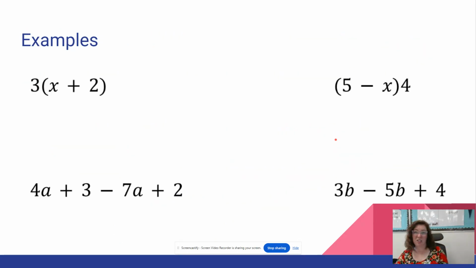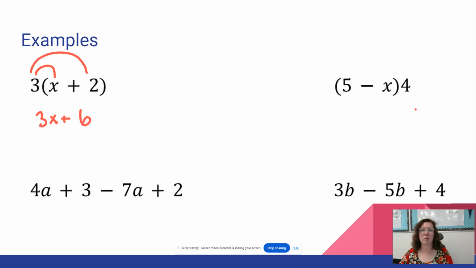So examples, these are in the notebook. 3 times x is 3x. 3 times a positive 2 is a positive 6. Now sometimes you might see something like this. That's okay, the rule is still the same. Multiply the thing that is outside the parentheses times each term inside the parentheses. So 4 times a minus x is a minus 4x. 4 times a positive 5 is a positive 20.